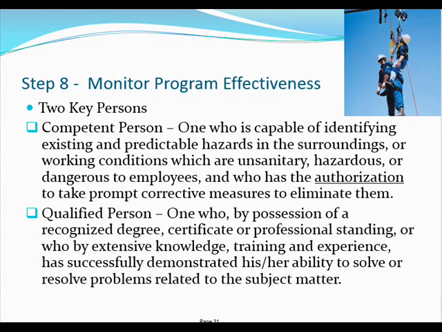Monitor program effectiveness. Two key persons. A competent person is one who is capable of identifying existing and predictable hazards in their surroundings or working conditions which are unsanitary, hazardous, or dangerous to employees, and who has the authorization to take prompt corrective measures to eliminate them. A qualified person is one who, by possession of a recognized degree, certificate, or professional standing, or who by extensive knowledge, training, and experience has successfully demonstrated his or her ability to resolve problems related to the subject matter.